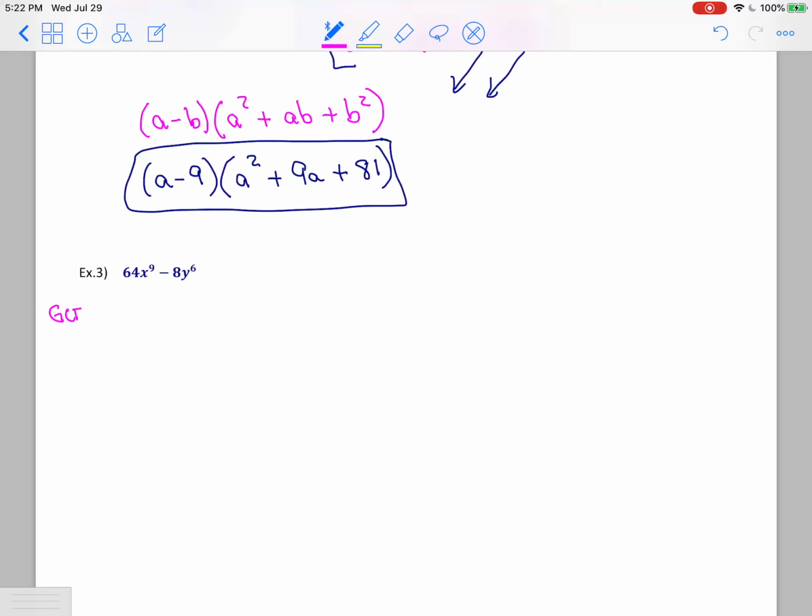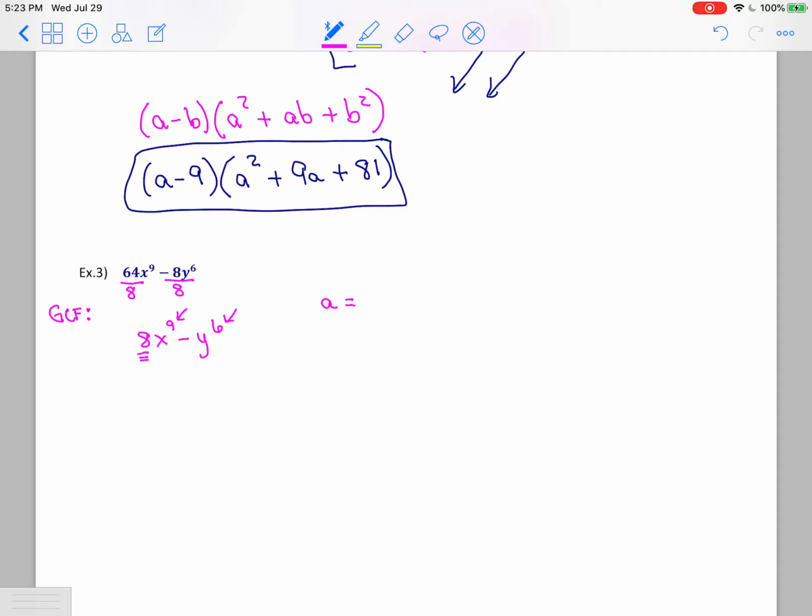So let's go through our checklist of things that we have, some tools we have available. I know that 64 is divisible by 8. Okay, so let's do that work first. So that's going to give us an 8x to the 9th minus y to the 6th. And now my number is an 8, and I know 8 is a perfect cube, so we're good there. And let's look at our exponents here. I've got a 9. Well, 9 is definitely divisible by 3, and 6 is definitely divisible by 3. So I think we're good to go here in terms of considering this a difference of cubes.